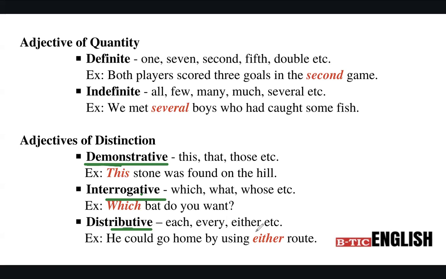Distributive, each, every, either or either. You can go ahead with both pronunciations. Both are correct. Either, either, both correct pronunciation. One is American and one is the British pronunciation. So both are correct. He could go home by using either route. So these are adjectives of distinction.